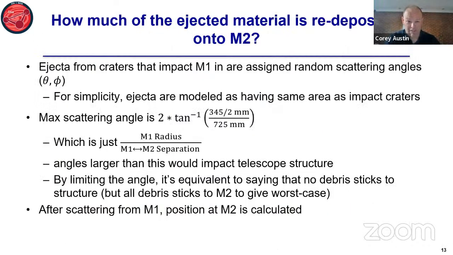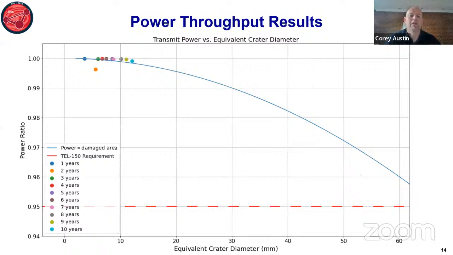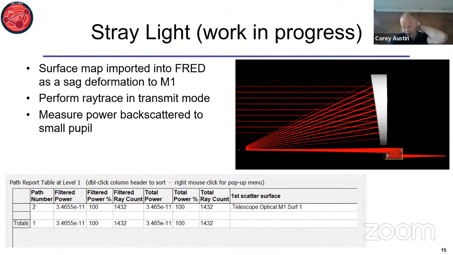This is just the details of the calculation of how much of the ejecta gets deposited on the secondary mirror. The answer to that is not very much, because the solid angle is small. This is a plot that shows the power throughput results, and you can see that it follows pretty closely to the line that the power throughput loss is pretty equivalent to the damaged area. And from these initial results, it looks like the power throughput is not going to be a huge issue based on the micrometeoroid impacts. The thing I'm working on right now is the stray light effects of this.